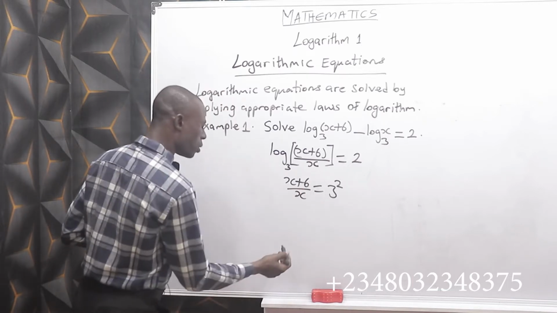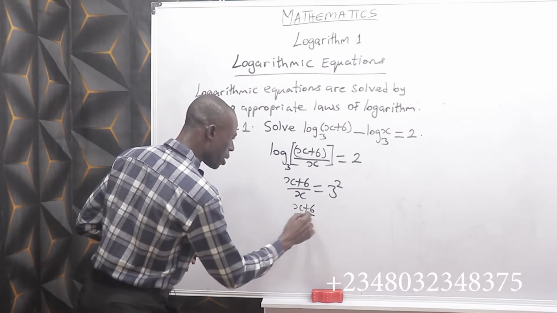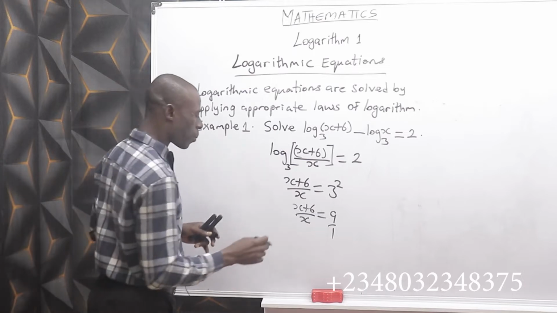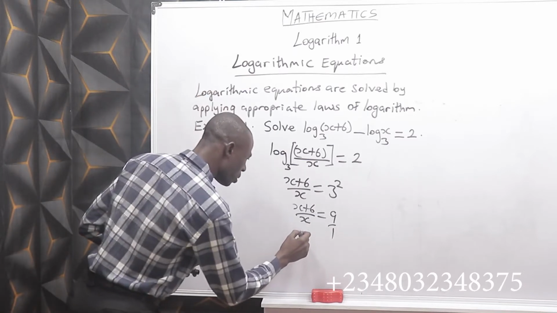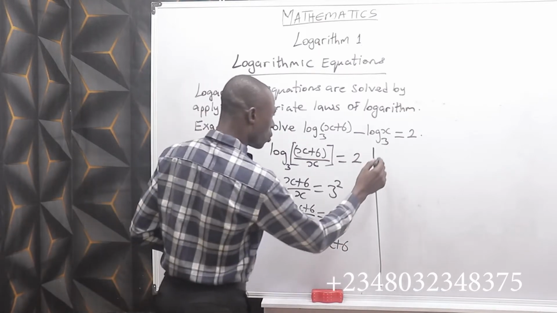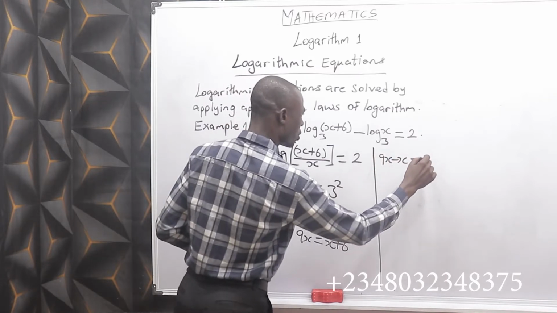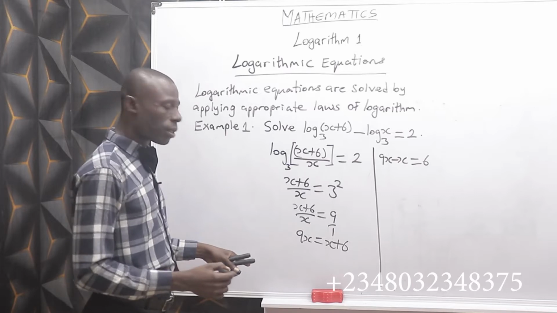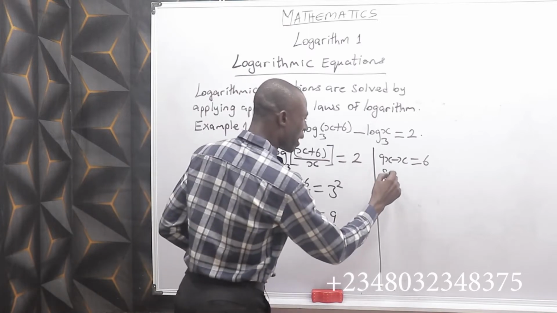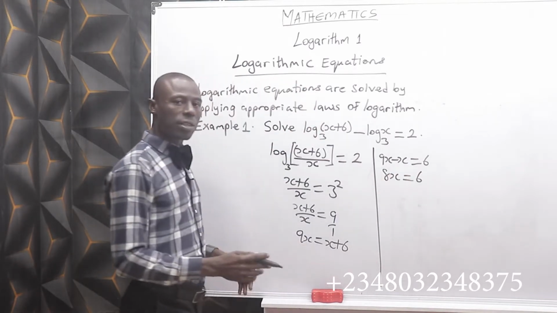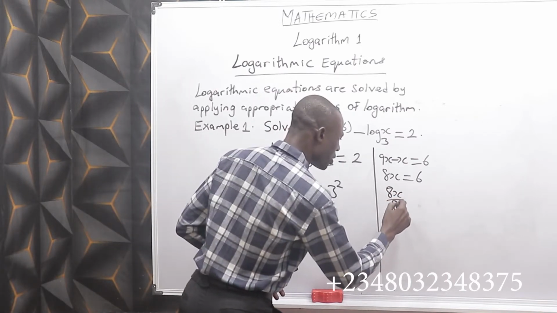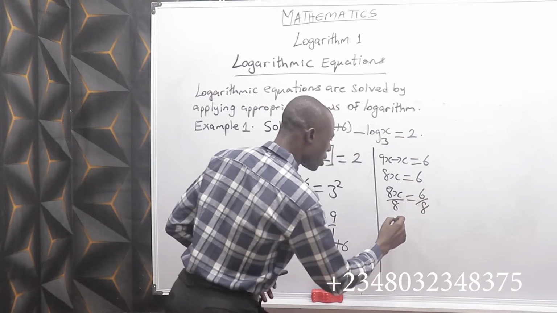So if you are using that approach, then we go like this: x plus 6 over x equals 9 over 1. 3 squared is 9. So cross multiply, you have 9x equals x plus 6. Collecting the like terms, we have 9x minus x equals 6. Take this positive x to this side, it becomes negative x. So we have 8x equals 6. Dividing both sides by 8, we have 8x divided by 8 equals 6 divided by 8.